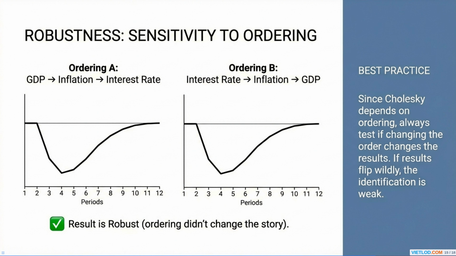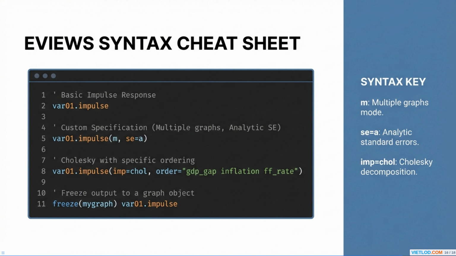If the essential economic story, the shape, sign, and significance of the response remains the same under different orderings, we can say our result is robust. If the results change dramatically, it suggests our identification is weak and we should be cautious in our conclusions. As shown on the slide, the response of GDP to an interest rate shock looks very similar in both ordering A and ordering B. This gives us much greater confidence that our finding of a delayed, temporary economic contraction is a genuine feature of the data, not just an artifact of our initial assumption.